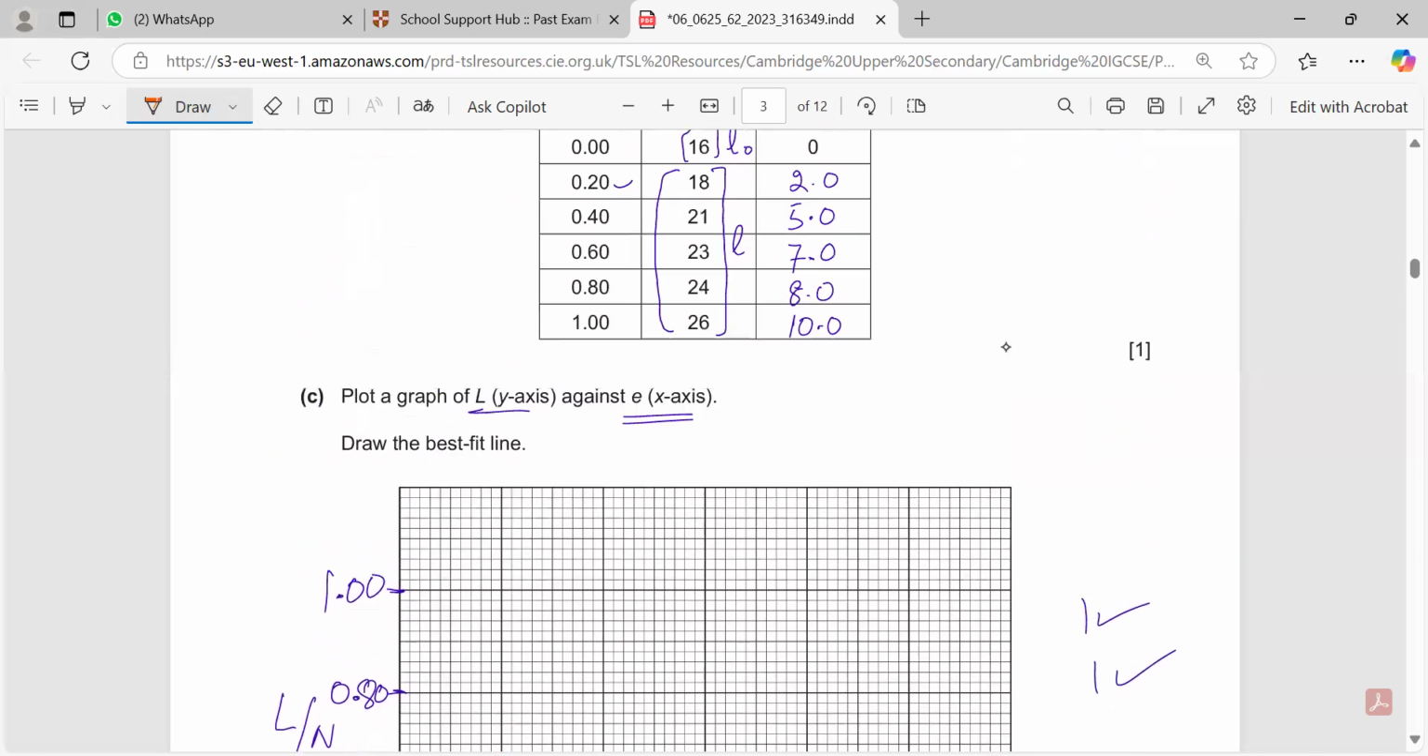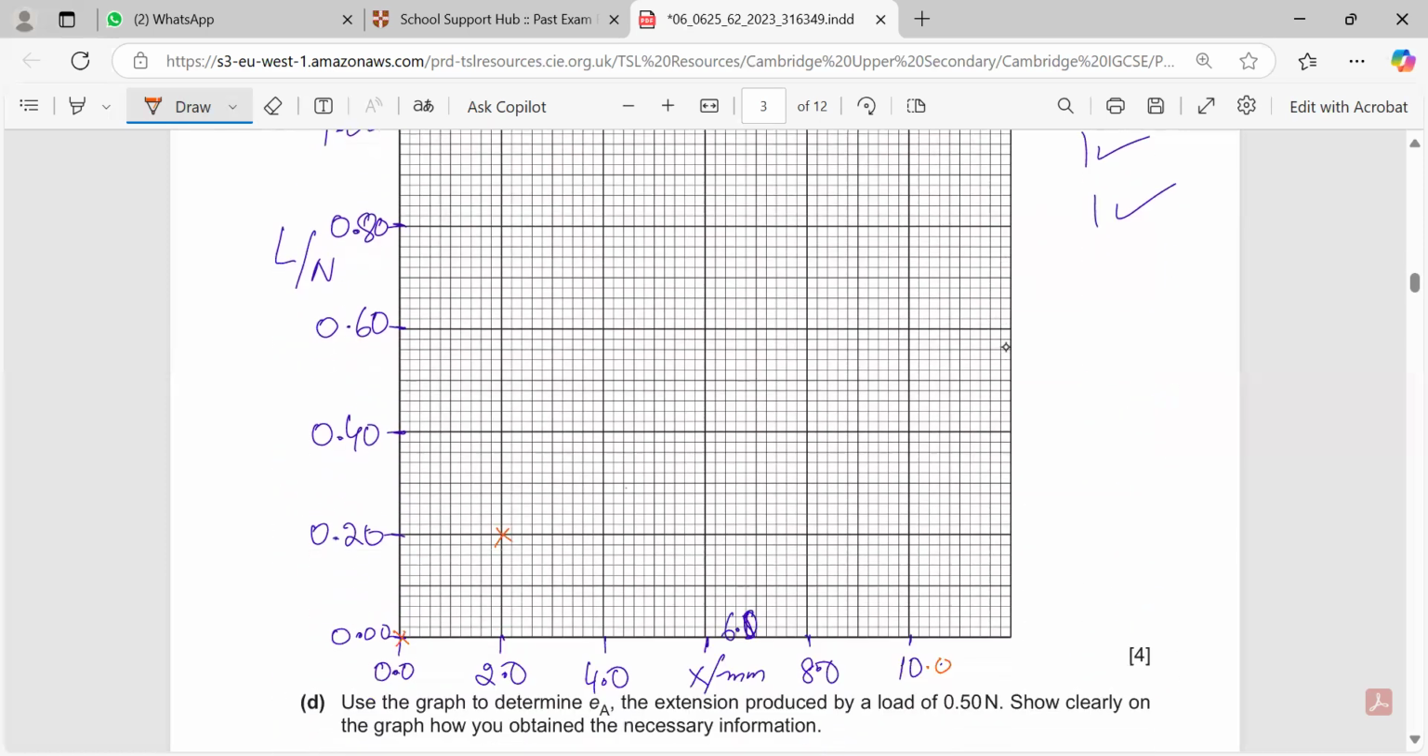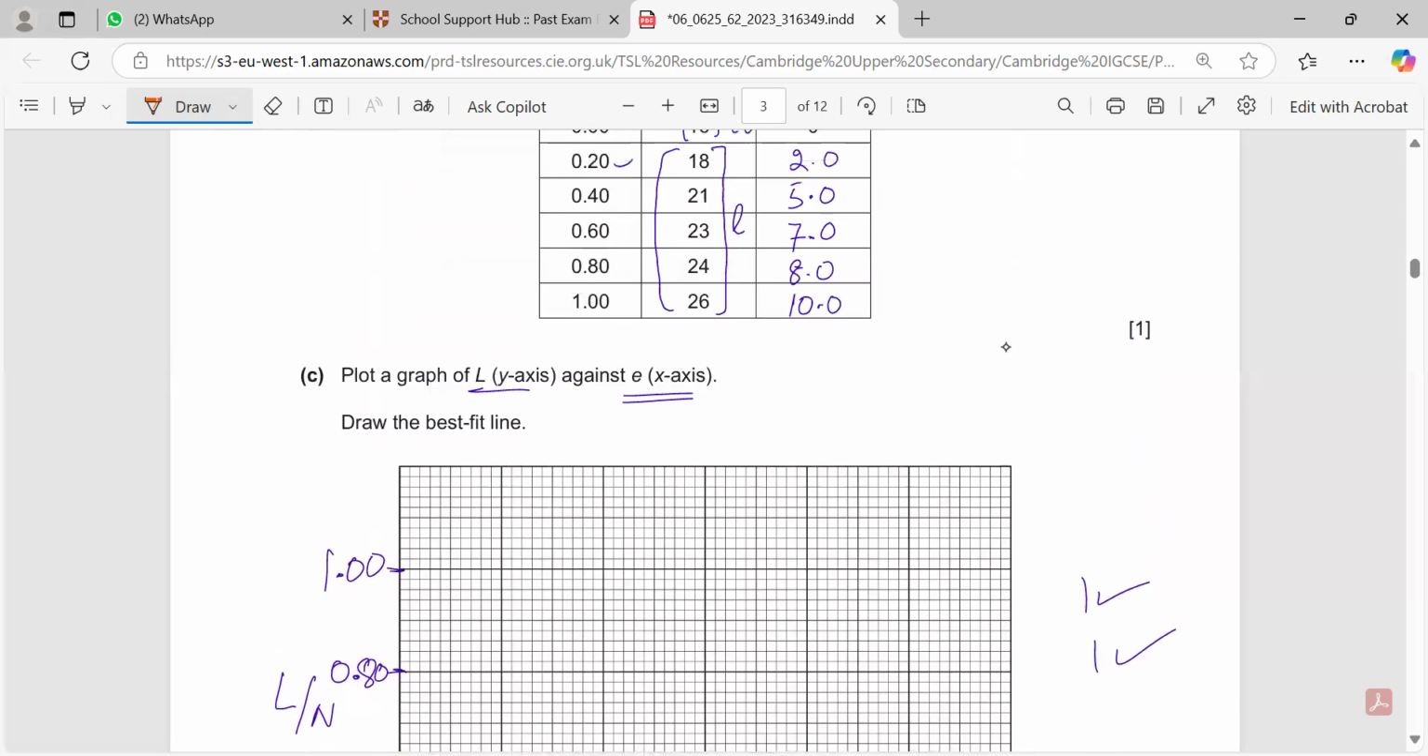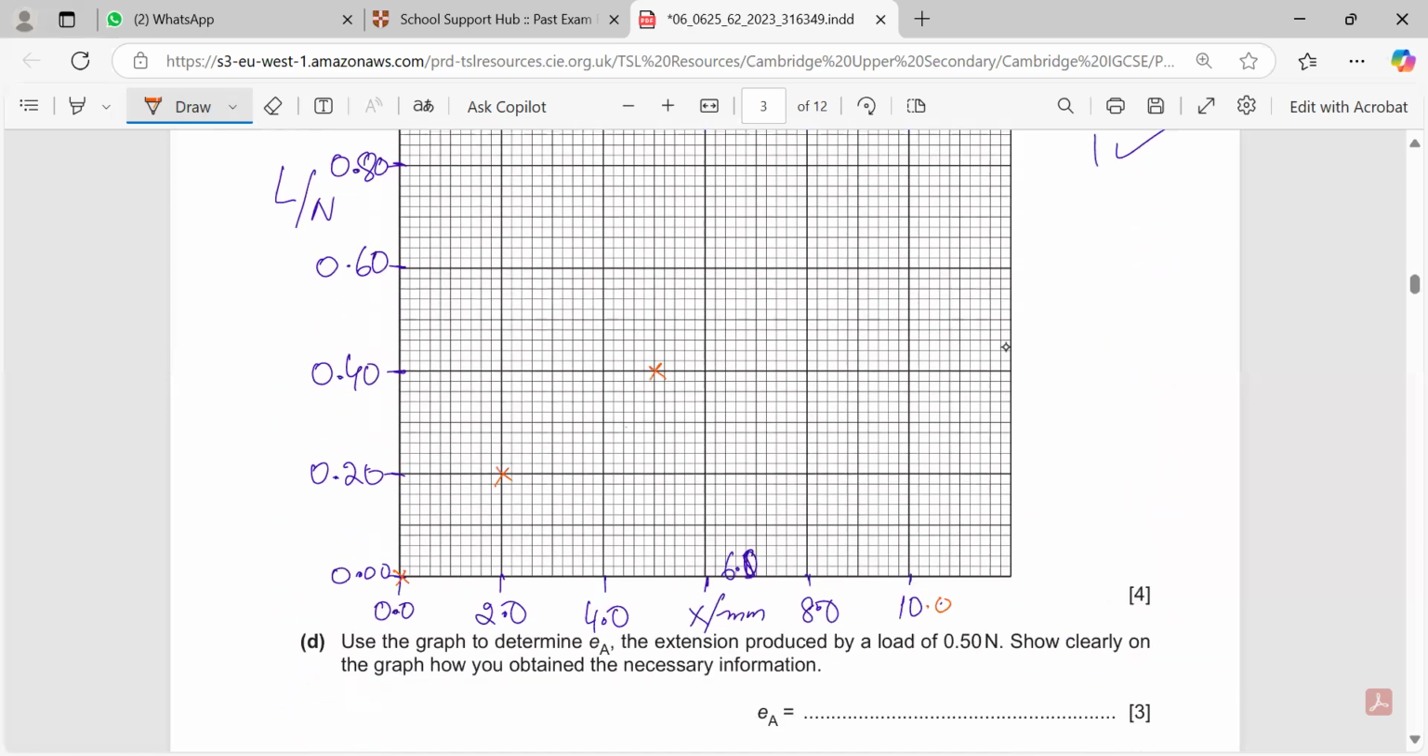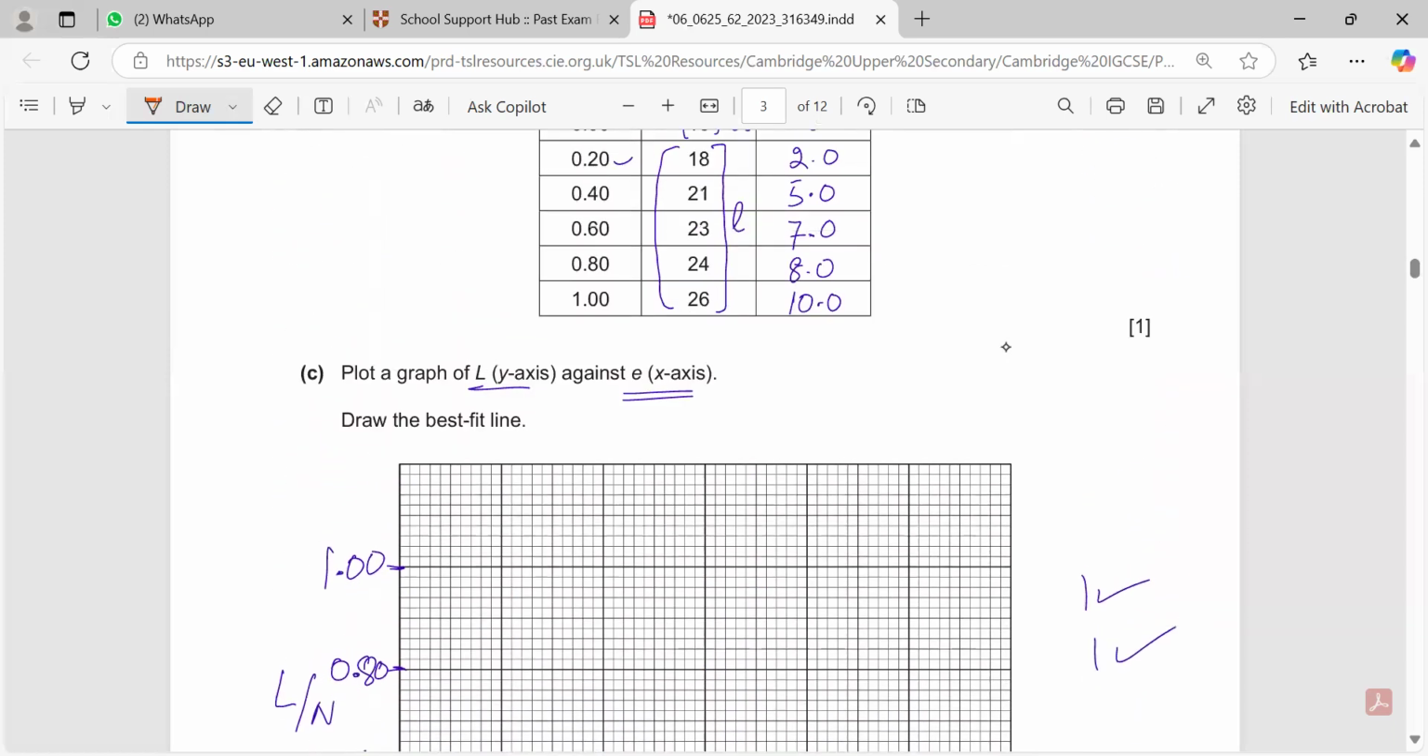So next is 0.4 and then 5. See, 0.4 and 5. Where is 5? 5 is between 4 and 6, so it means this point. Then at 0.6, it is 7. See, this is 6, this is 8, so 7 is of course here. Then my dear friends, next is 0.8, that is 8.